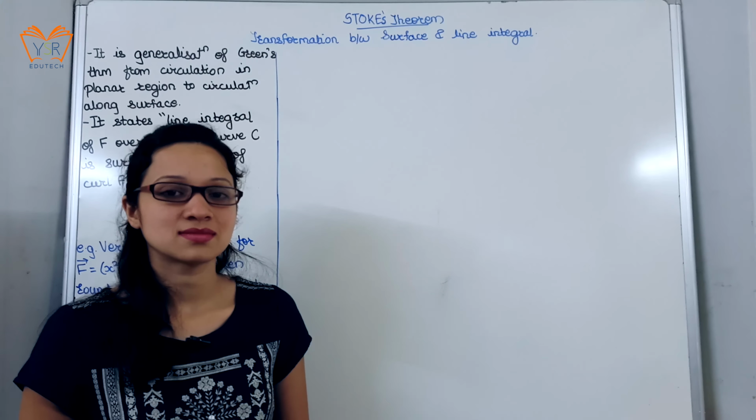In this video, we'll understand the Stokes theorem. Stokes theorem is a generalization of Green's theorem from circulation in a planar region to circulation along a surface. In the last video, we saw that Green's theorem only applies to two-dimensional vectors, whereas the Stokes theorem generalizes Green's theorem to 3D vectors.